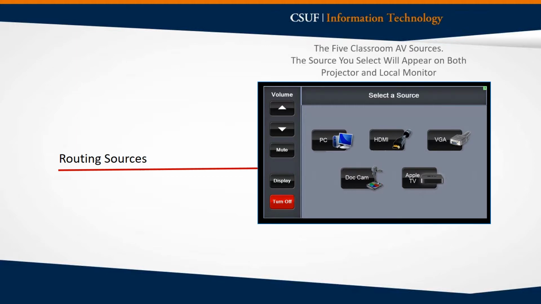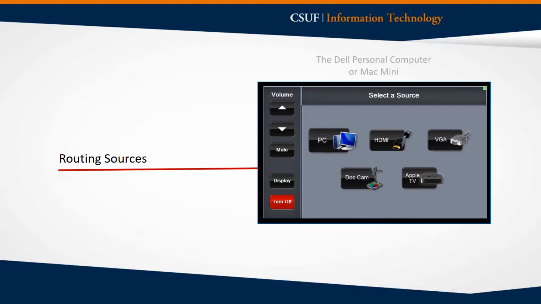When the AV system is ready, the touch panel will display a Select a Source page showing the 5 available AV sources. The source you select will be displayed on the projector and the local monitor. Again, the 5 classroom AV sources are the PC or Mac Mini, the laptop HDMI, the laptop VGA, the document camera, and the Apple TV.